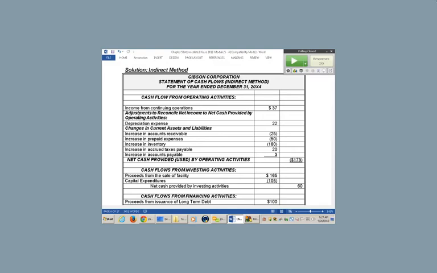The same thing's true down here. I borrowed money, but you know what? I might have paid some back. I've got to show them separately. I have to show all issuances and all payments of long-term debt. Same thing with issuing stock and buying treasury stock. I have to show that separately. So just remember that operating cash flows, we use net changes. Investing and financing, we use gross changes.